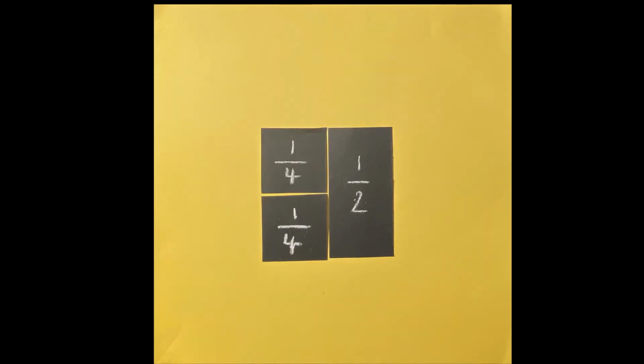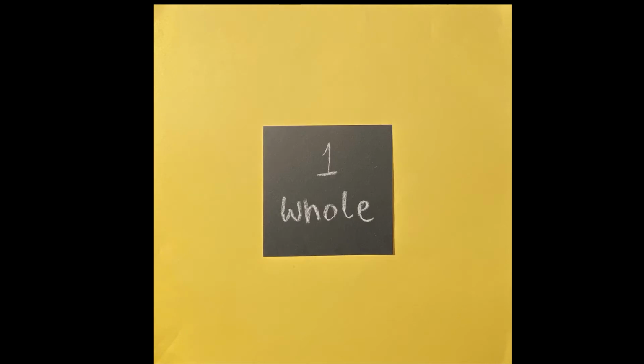This is where we now have quarters. So 1/4 is a quarter. We can do the same to the other side and we end up with 4 quarters. So 4 quarters is the same as one whole.